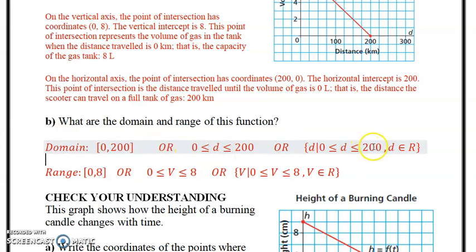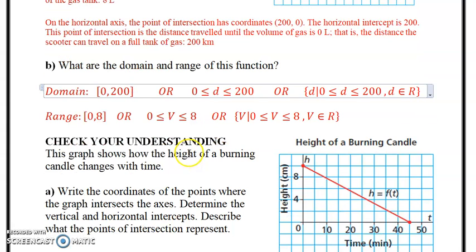So there are 3 ways to write the domain and range. I recommend one of the first two. This is the one that we use a lot in grade 10. The textbook uses this one. Interval notation is another good way to show it. Square brackets show that it is included, round brackets not. So just be mindful of that.